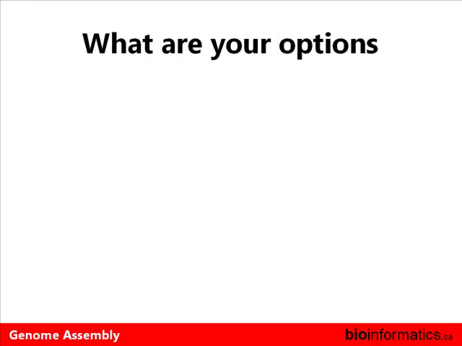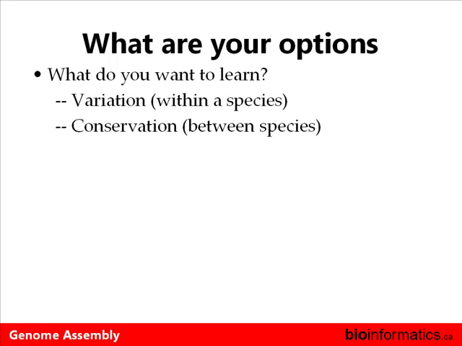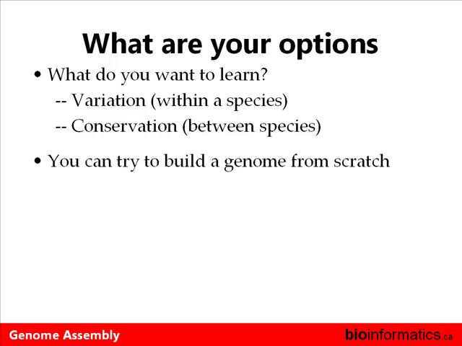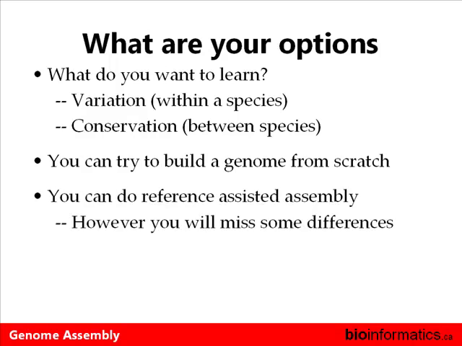So, given this, what are your options? Well, it goes back to what you want to learn: variation within a species or conservation between species. You can try to build a genome from scratch. You'll get some nice pieces, but probably you won't get the whole thing. You can try reference-assisted assembly, where you use a related genome to help assemble. But you will miss some differences between the reference and what you're trying to assemble. Especially difficult are copy number variants, and we'll have a chance to talk about that later. If one of the genomes has two copies of a certain element while the other genome has a single copy, that's very difficult to capture with reference-assisted assembly.